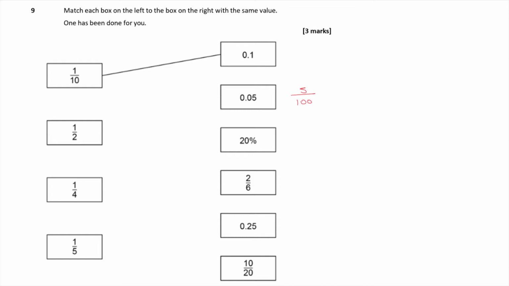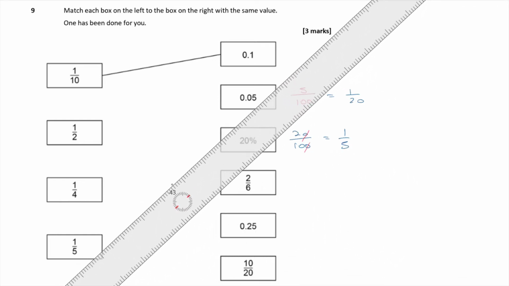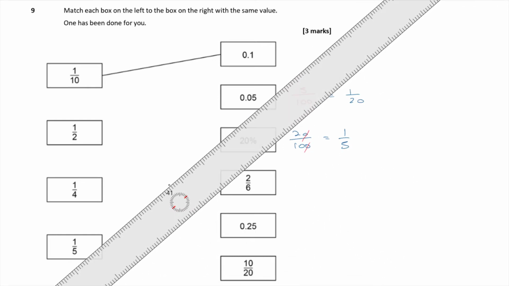Now both of those are divisible by 5. So that's the same thing as 1/20th. Have I got a 1/20th to match it up with? Nope, that's not going anywhere then. 20%, what's 20%? 20% means 20 out of 100, doesn't it? Because a percentage is just a fraction over 100. So cancelling those down, that's 2 over 10. And 2 and 10 are both divisible by 2, which is the same thing as 1 over 5. So that one's 1/5. I do have a 1/5 one to join that one up to. So let's join that one up. 1/5 goes with 20%.